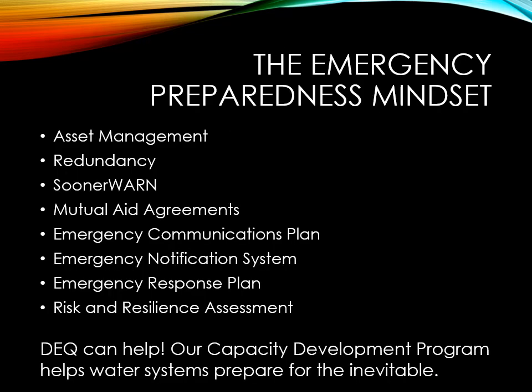How do we mitigate drinking water emergencies? Instead of having a reactive emergency response mindset, your water system should develop a proactive emergency preparedness mindset. Don't wait for an emergency to occur to prepare for that emergency. Have a plan already in place to implement when the time comes. This is Oklahoma. The question is not whether an emergency will happen. The question is when will it happen?